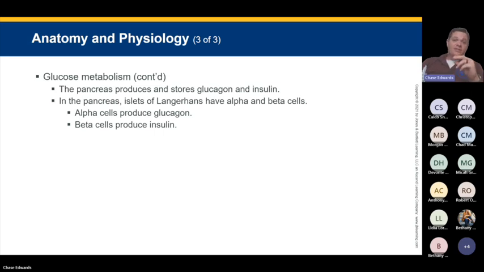So the pancreas stores and secretes insulin and glucagon in response to the level of glucose in the blood. Depending on the level of glucose or sugar in the blood, it is going to respond to that level by secreting or storing the insulin and glucagon, keeping it stored or secreting it out.